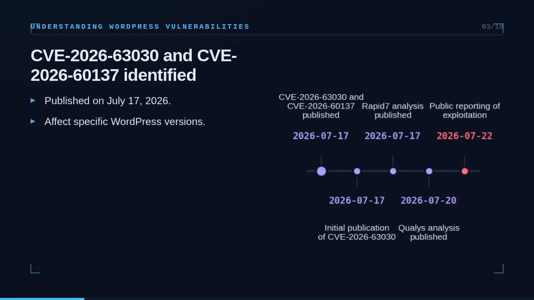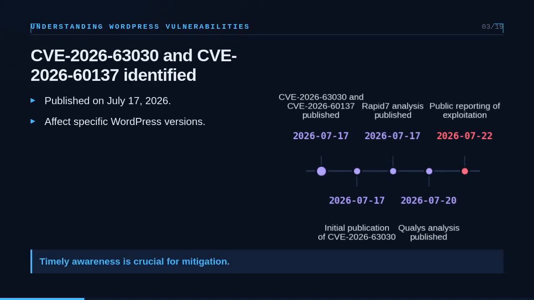CVE-2026-63030 and CVE-2026-60137 identified. Published on July 17, 2026. They affect specific WordPress versions. Timely awareness is crucial for mitigation.